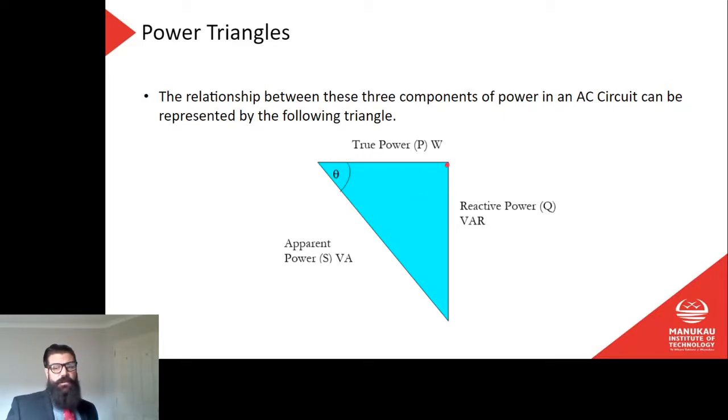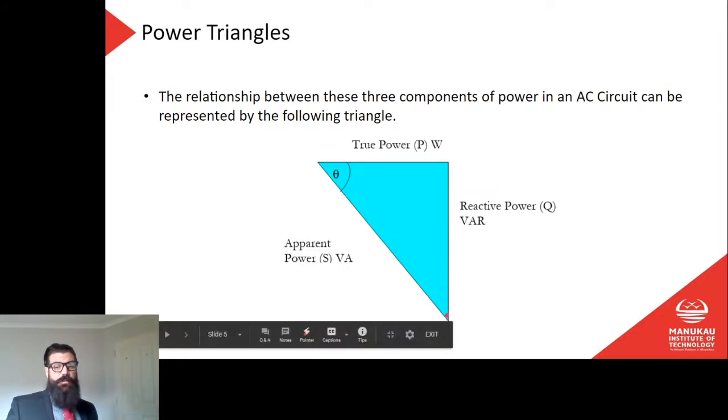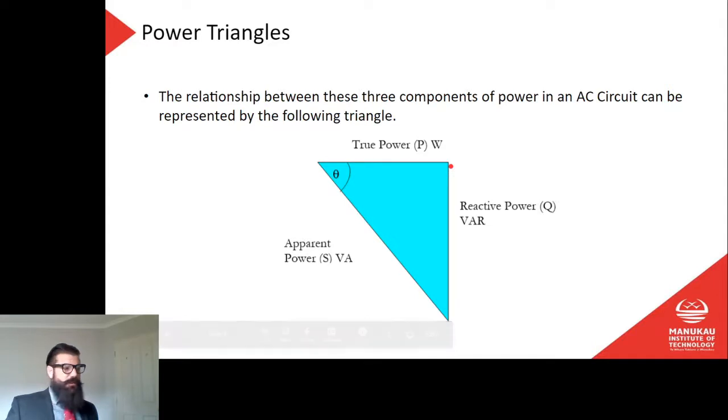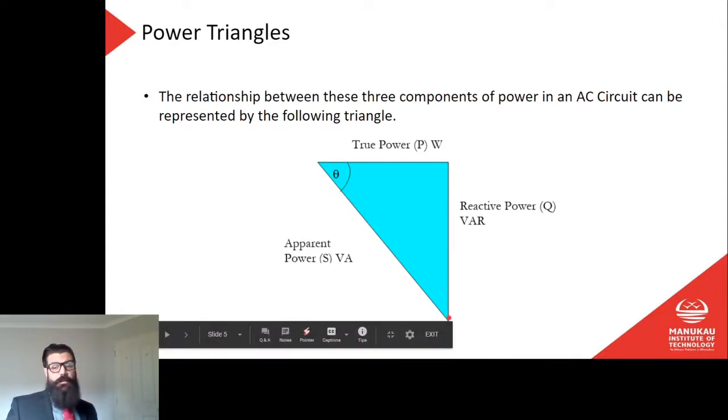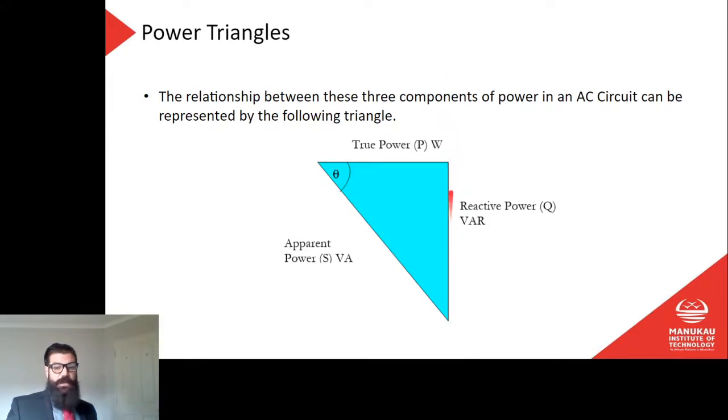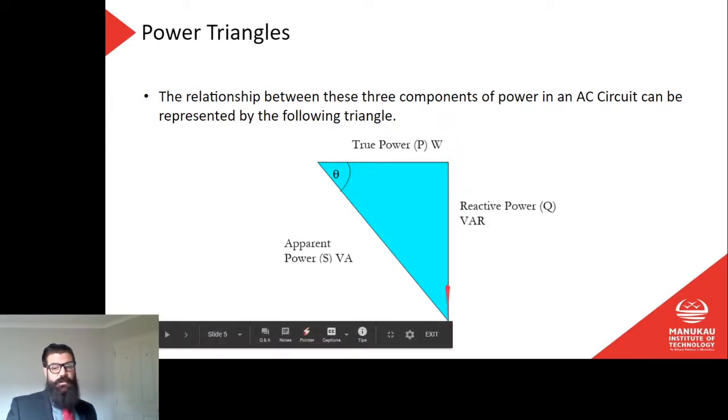The reactive power is on the vertical side, and remember that reactive power would be a combination of the inductive power on the inductor and the power on the capacitor. One is up, one is down. I'd add them together, and whatever the result is forms my vertical side. And then my apparent power is going to be the hypotenuse between the two sides made up of true power and reactive power.